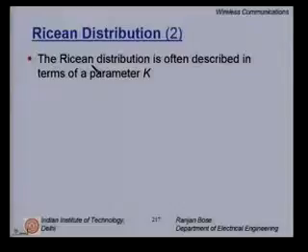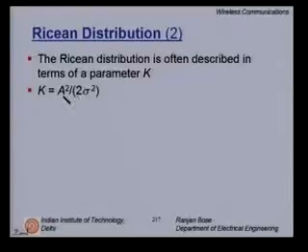The Rician distribution is often described in terms of a parameter k, where k is a squared divided by 2 sigma squared. Please remember, a represents the most dominant component and sigma is the strength of all the other components. So, it tells us the ratio of the energy in the dominant component with respect to all other components.